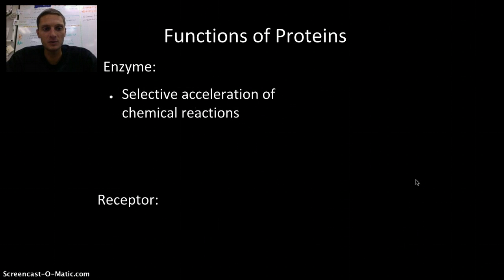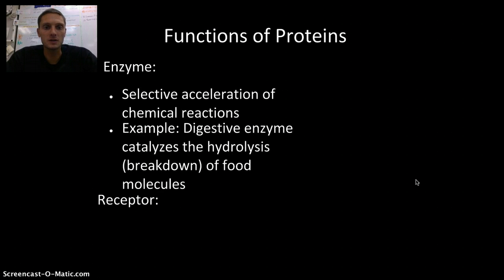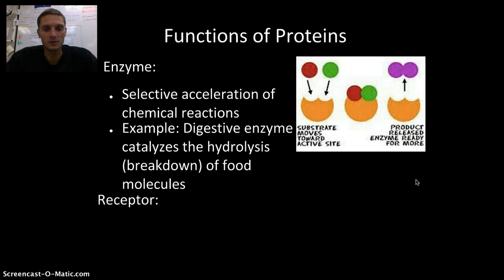Some functions of proteins, we're going to look at a couple different ones. Enzymes to start. Proteins can serve as enzymes, and this allows selective acceleration of some chemical reactions. So chemical reactions that are occurring in the cells can be sped up by enzymes, and they are essential to these reactions actually taking place. A good example of this is digestive enzymes that catalyze the hydrolysis, or the breakdown, of food molecules.